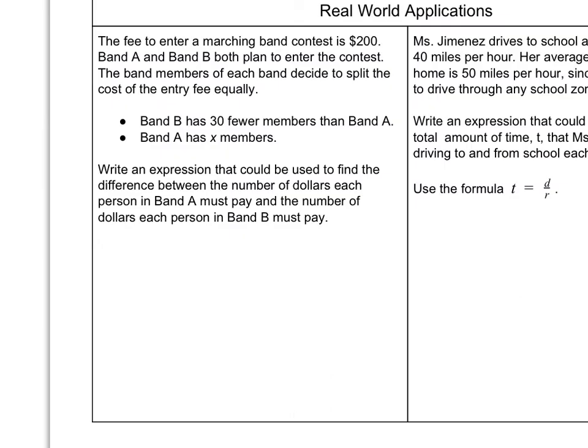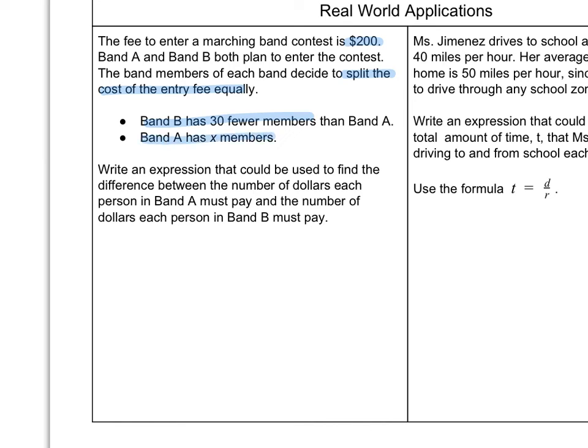So here's a couple of real world examples for you. Let's look at this first one. It's talking about a band contest. It says the fee to enter a marching band contest is $200. Band A and Band B both plan to enter the contest. The band members of each band decide to split the cost of the entry fee equally. We also know that Band B has 30 fewer members than Band A, and that Band A has x members.